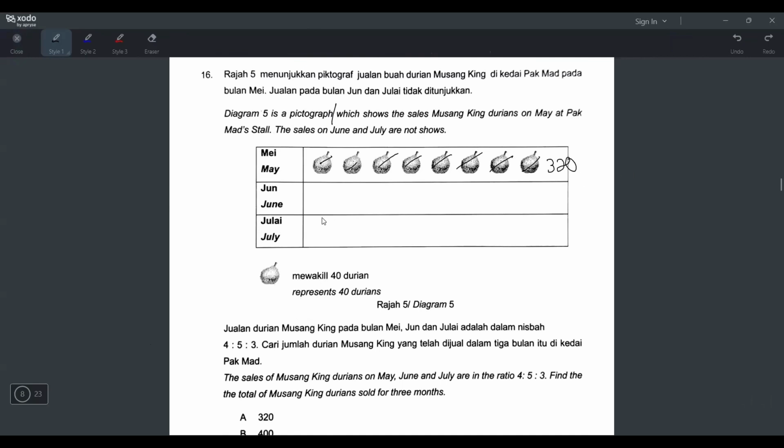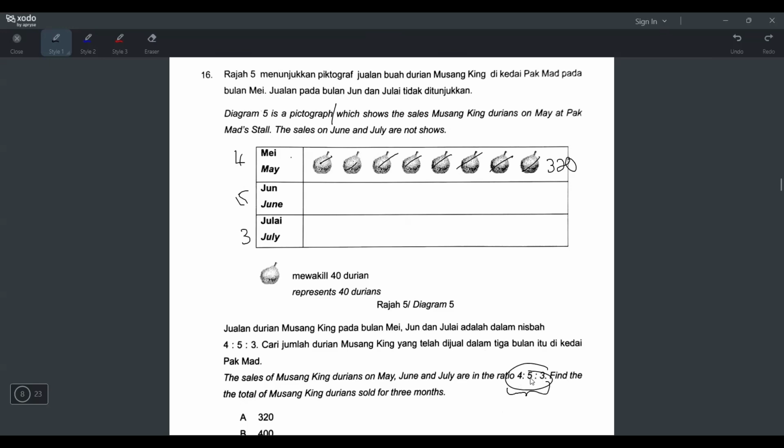For June and July, they never give. But let's see what they say here. The sales of Musang King durians in May, June, July are in the ratio 4, 5, 3. So May the ratio is 4, June ratio is 5, and this one is 3, right? And then they say find the total of Musang King durians sold for 3 months. If you add everything, you will know how many portions in total. So May is 4 portions, June is 5 portions, July is 3 portions.